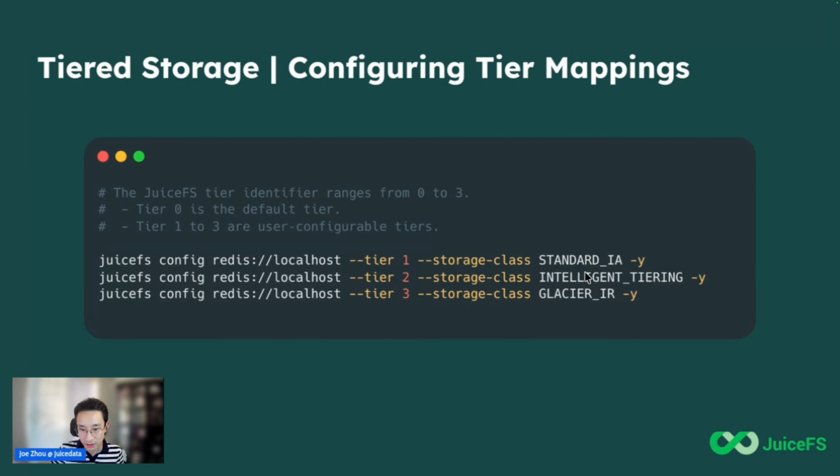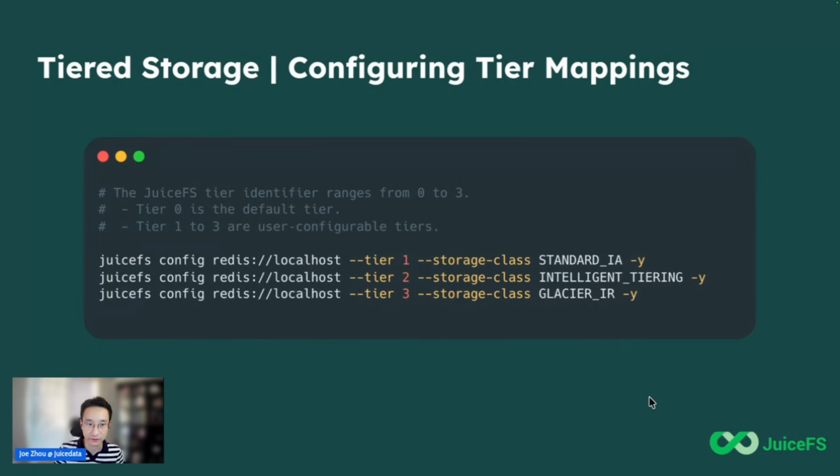And these names, like standard IA, intelligent tiering, and Glacier IR, you need to look for them in the object storage provider's or the cloud provider's documentation. For example, we're using S3 in this case, so these values have to be recognizable by S3, right? So in this case, we use tier 0 as the default, which is S3 standard, tier 1 as the standard infrequent access, tier 2 as the intelligent tiering, and tier 3 as the Glacier instant retrieval in this case.